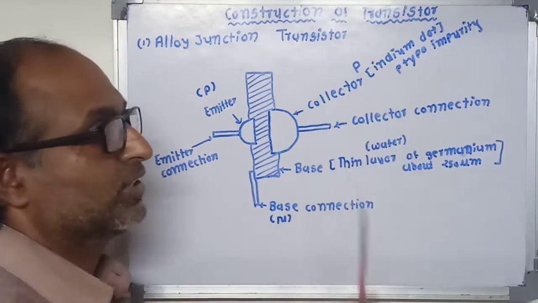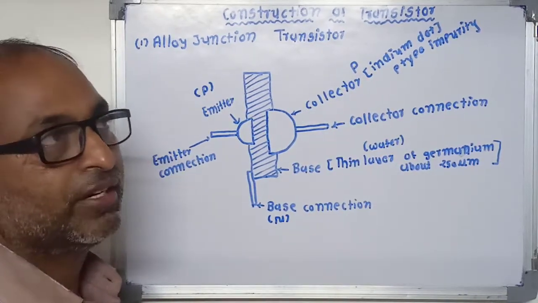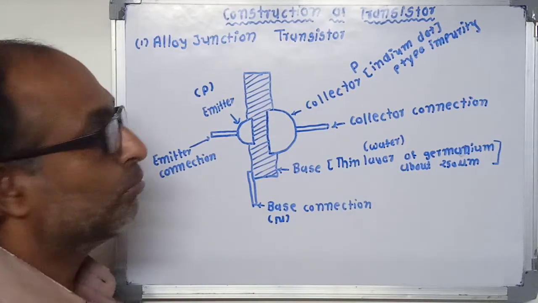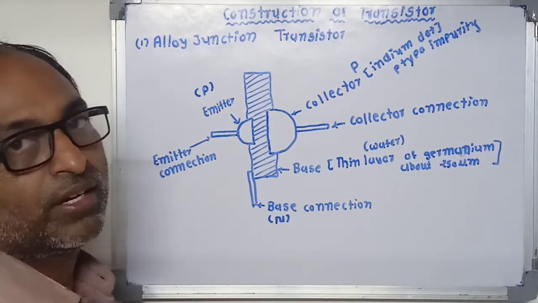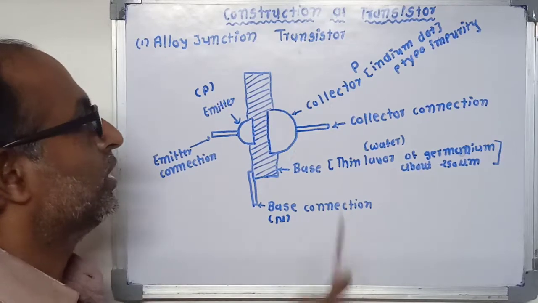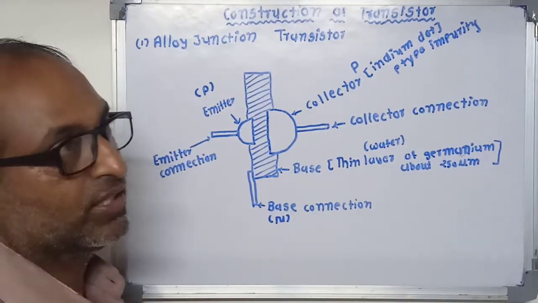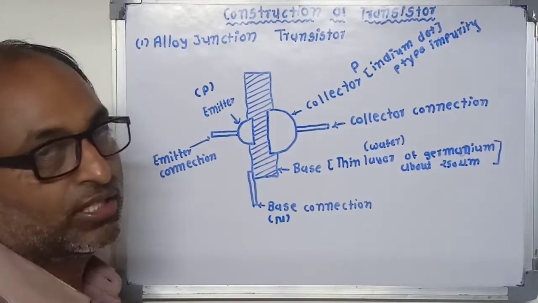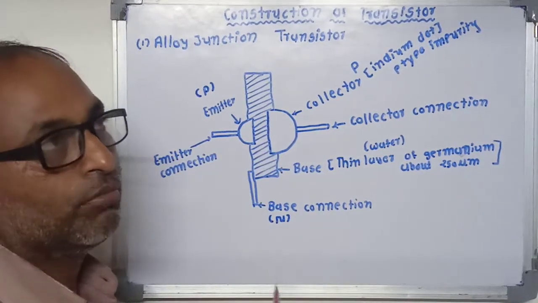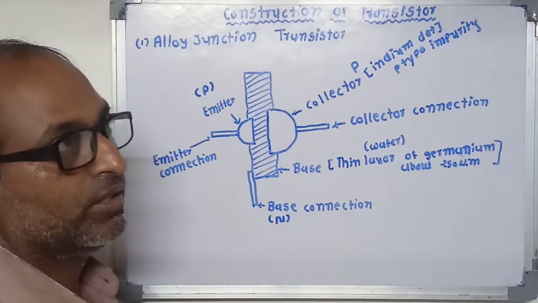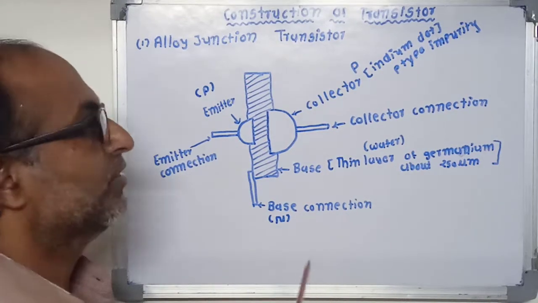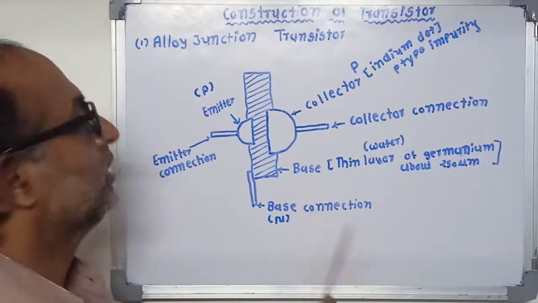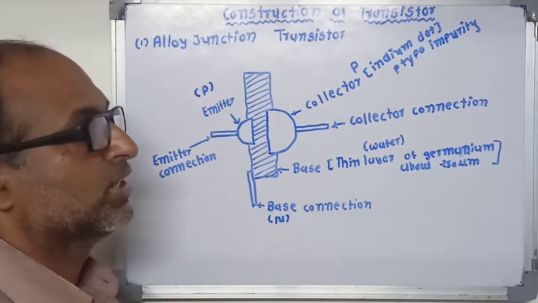Construction of transistor. There are many methods used for the construction of transistor, but mainly two methods are very popular. So first, alloy junction transistor. Second, silicon planar transistor. In this topic we will study only these two methods for the construction of transistor. Now first, alloy junction transistor.